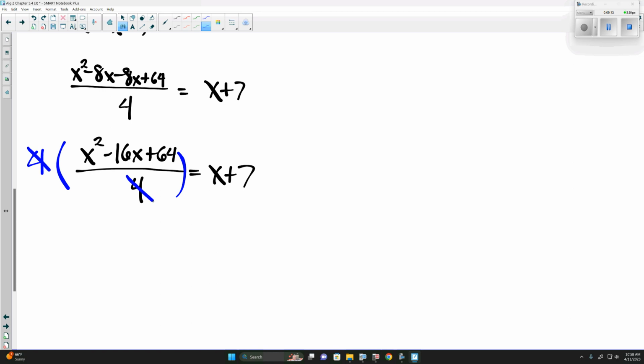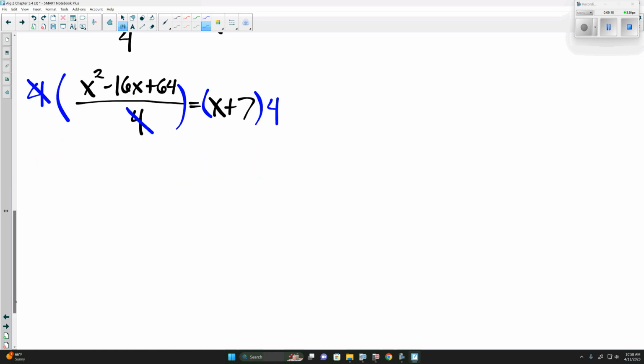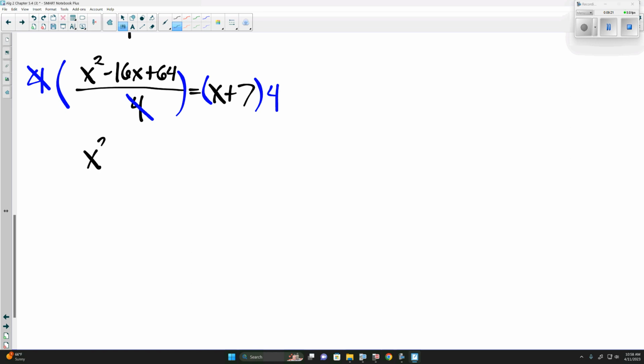Those 4's cancel, yes? So if we multiply the entire equation by 4, we're left with x squared minus 16x plus 64. Our fraction on the left-hand side is gone, because that was what was going to make the next steps more challenging if we still had the division of 4. On the right-hand side, we'll multiply x by 4, giving us 4x, and multiply 7 by 4, giving us 28. So that multiplication of 4 took it from something that was going to be quite challenging to something that's not as bad.